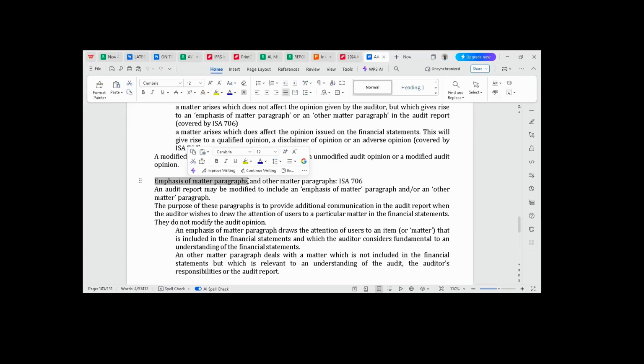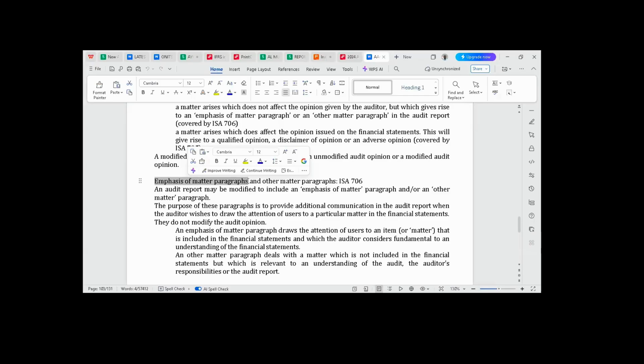So let's say the year ended for the company is 31st December 2024. Now, the report is supposed to be dated by March 2025. Let's say around February, there was a fire incident in one of their factories or one of their warehouses that affected their inventory. So the auditor will put a note under inventory, note 7.